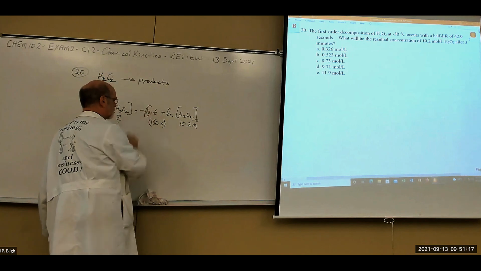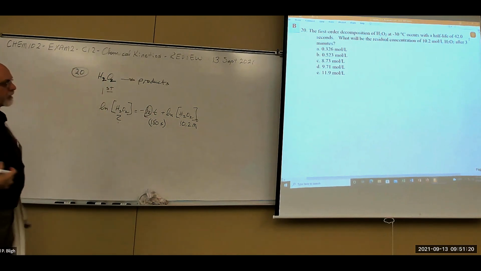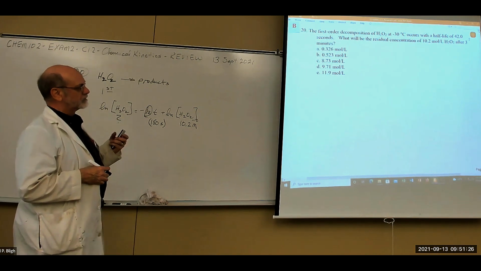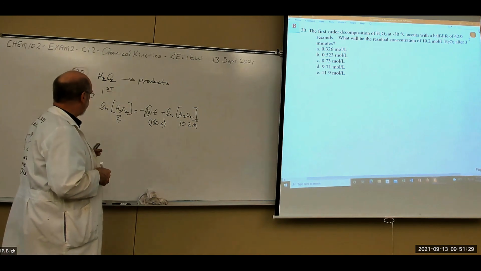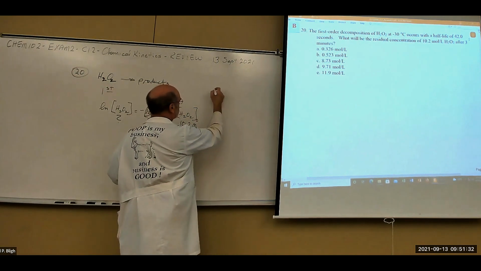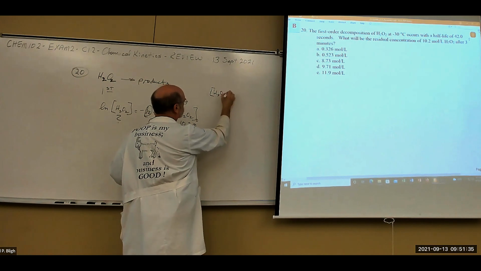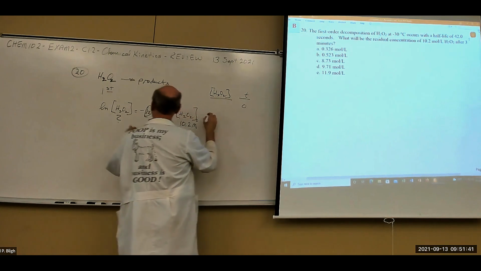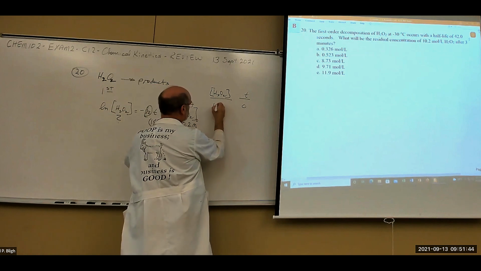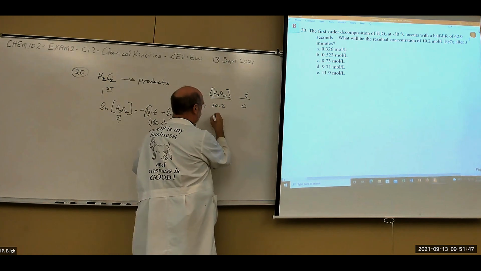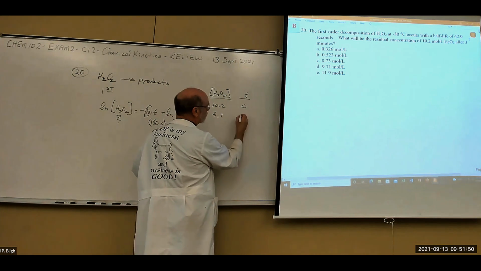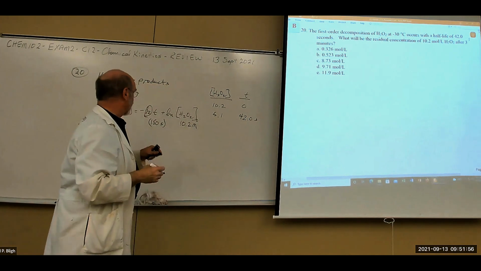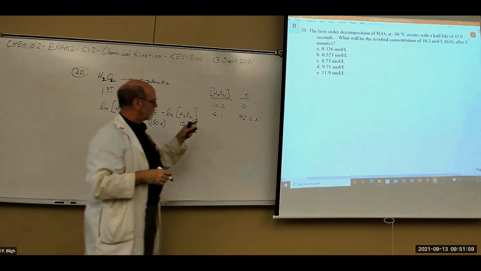We need to know what k is. A half-life of 42 seconds. So the half-life of 42 seconds, if we draw this like we did before, H2O2 versus time, zero concentration is 10.2. And then the first half-life at 5.1 is 42 seconds. So if this is first order, we've got to find out what k is.